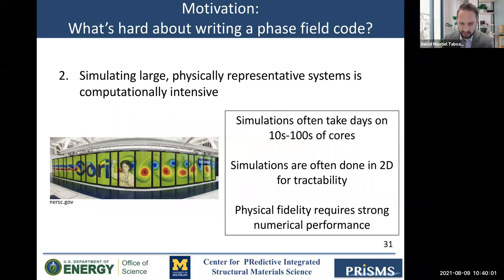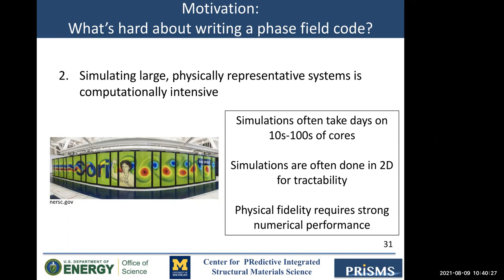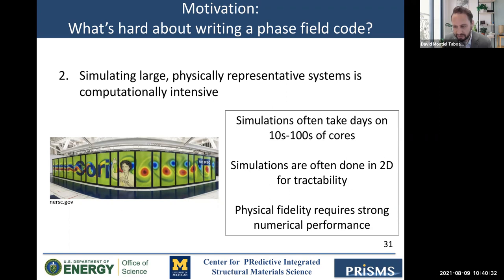Another challenge is that simulating large, physically representative systems is almost always computationally intensive, typically requiring anywhere from tens to thousands of cores. Because of this, many studies are done in two dimensions for tractability. But if we want to do some serious science and have accurate three-dimensional simulations, we require strong computational performance and fidelity. This is why it is essential to have a scalable, high-performance framework that can perform large simulations of complex microstructure and that is parallel and scalable.